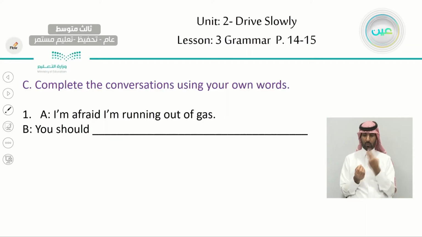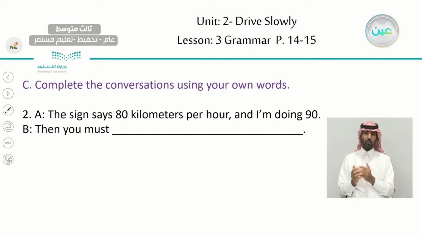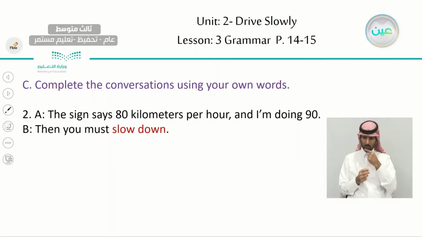For number 1, I'm afraid I'm running out of gas. What should we do? You should stop at a gas station. Okay? This is advice. Number 2, the sign says 80 kilometers per hour and I'm doing 90, then you must slow down. Okay? This is how we complete it.